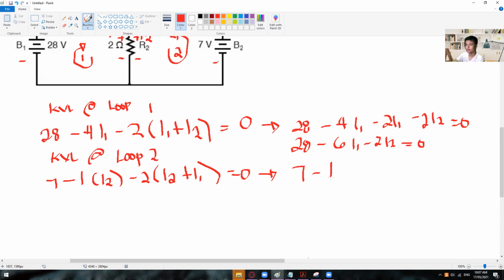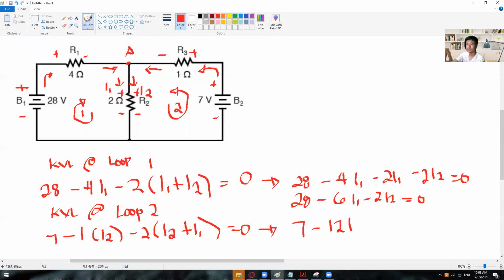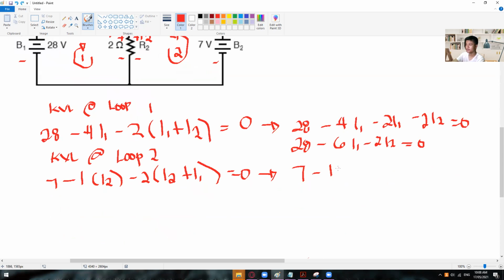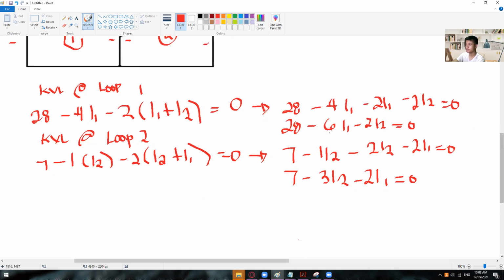Next one is 7 minus 12 I sub 1 minus 2 I sub 2 minus 2 I sub 1 is equal to 0. And then in here we have 7 minus, so we have a negative 1 and then negative 2 for I sub 2. So this will become negative 3 I sub 2 minus 2 I sub 1 is equal to 0. And then from here, you can already use those equations.